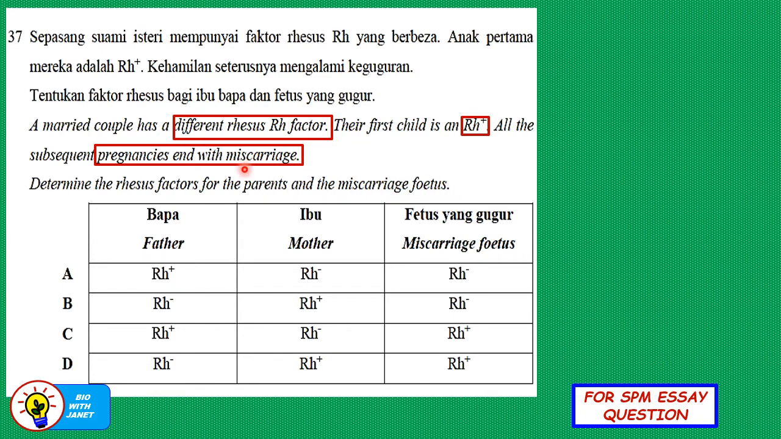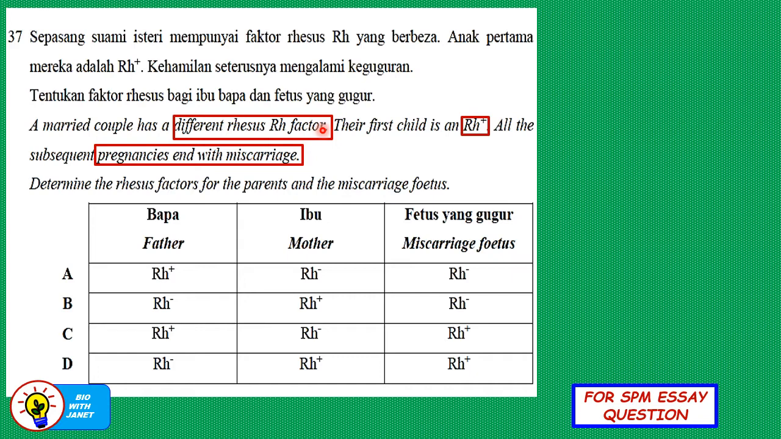So when we look at this condition, the clue here is that the first child is rhesus positive, and then all the subsequent pregnancies end with miscarriage. That means the second fetus onwards, probably the fetus dies and then it comes out from the uterus. So that's miscarriage, keguguran anak, right? And also from here we find out that the married couple has different rhesus factor, meaning that one is probably rhesus positive, having the rhesus factor in the blood, and the other is rhesus negative, doesn't have the rhesus factor or antigen D on the red blood cells.